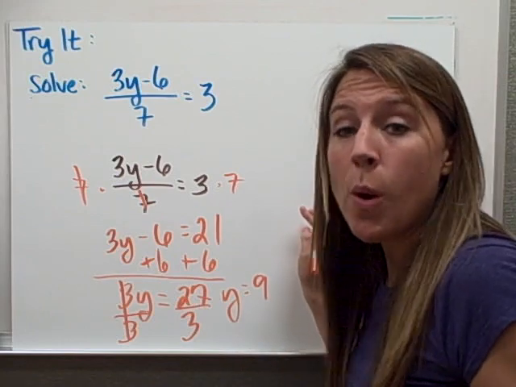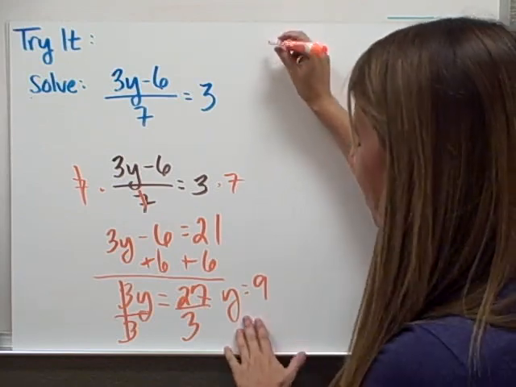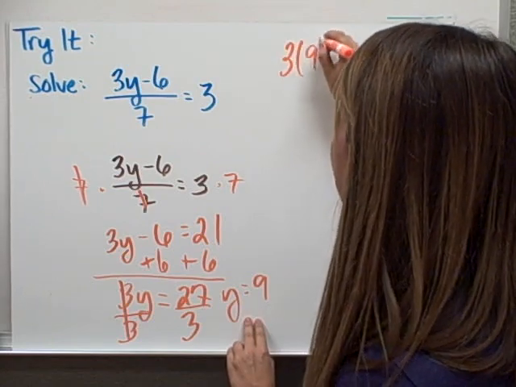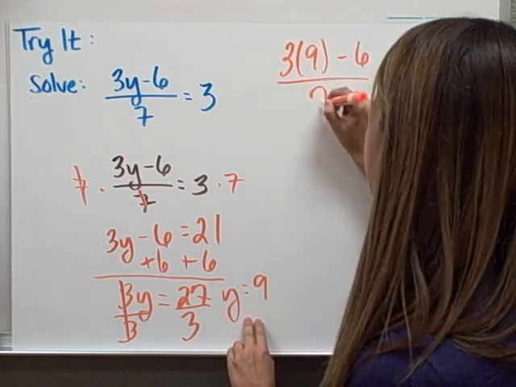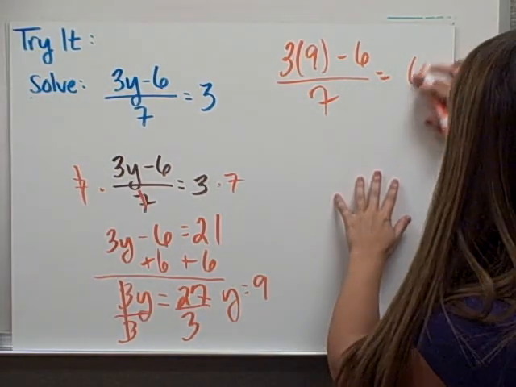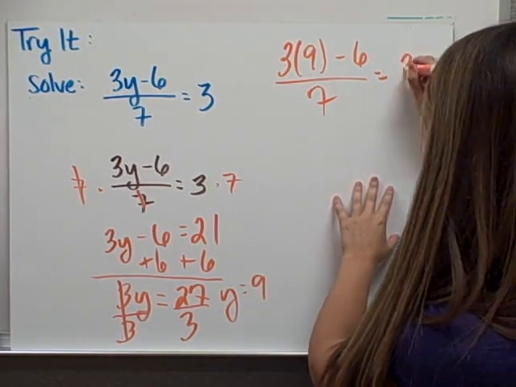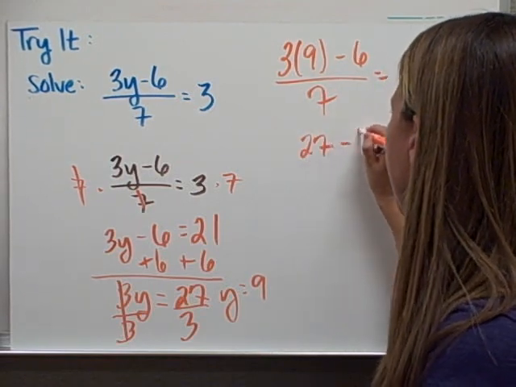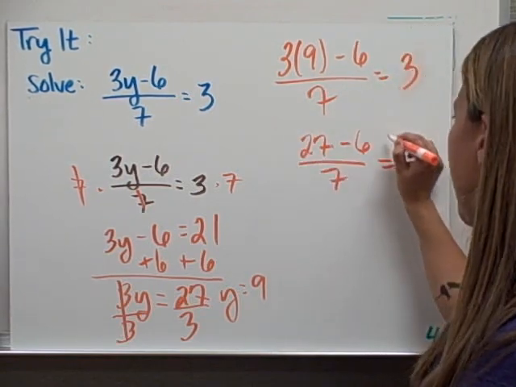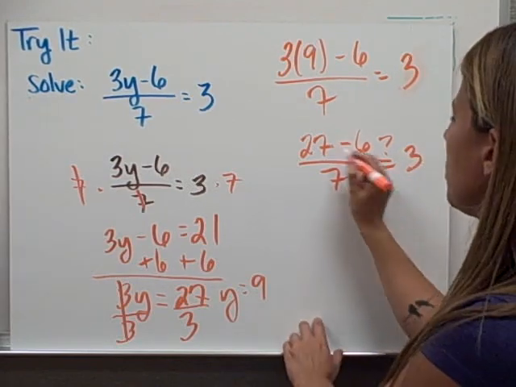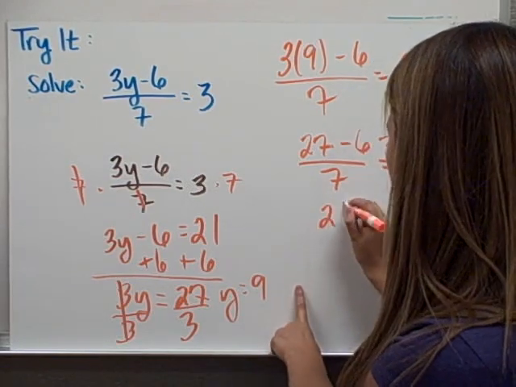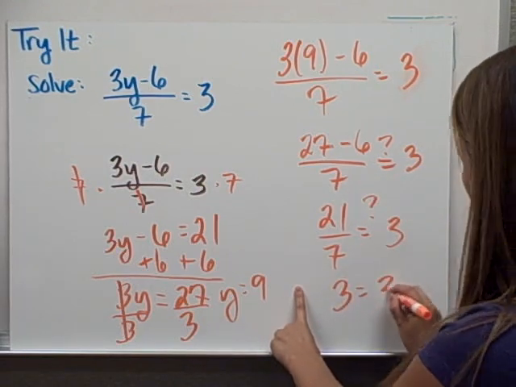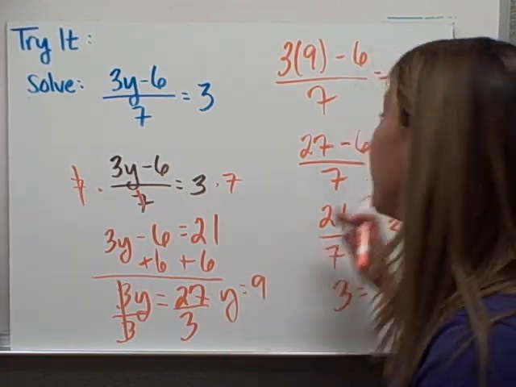Just like before, we can go ahead and check it. So I can say, well, if I think y equals 9, let's make sure this is true. Is 3 times 9 minus 6, all divided by 7, equal to 3? Well, 3 times 9 is 27, minus 6 divided by 7, does that equal 3? Well, what's 27 minus 6? That's 21. Is 21 divided by 7 3? Yes. And 3 equals 3, so we are in good shape.